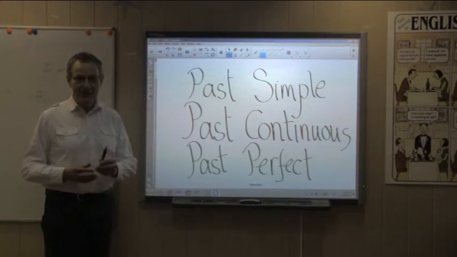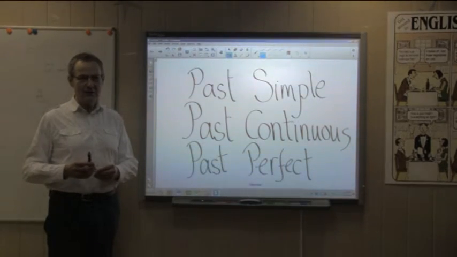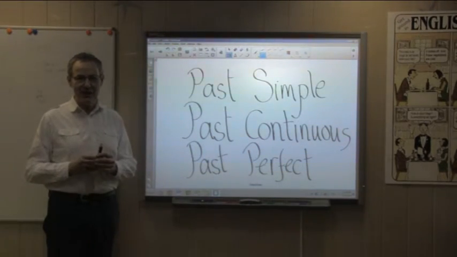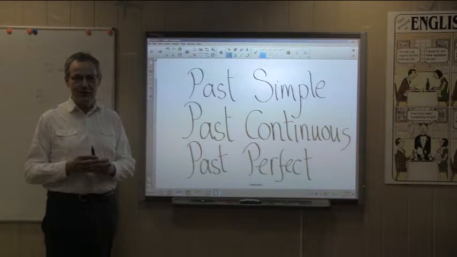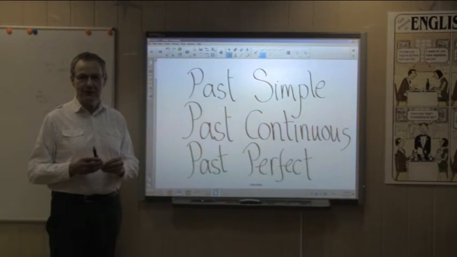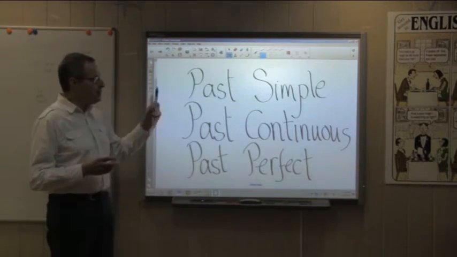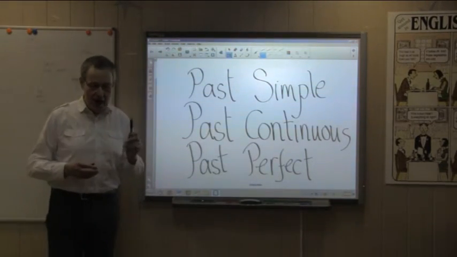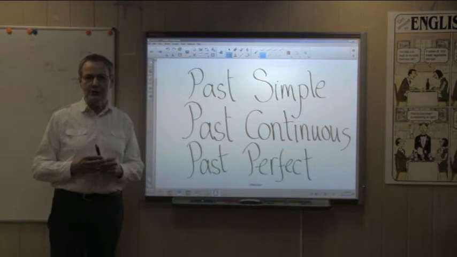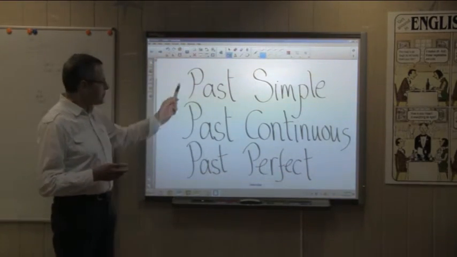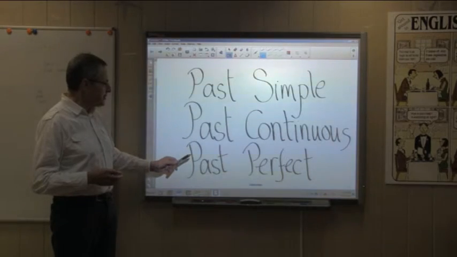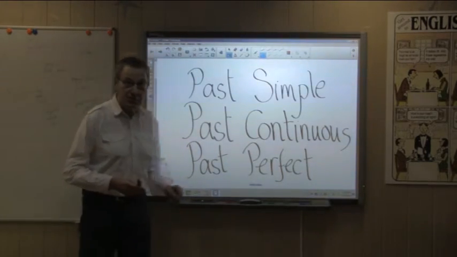I so often get told that, oh, in English you have so many past tenses and I never know which one to use. It can be so confusing. Well, this morning I'm going to tell you about 3 past tenses and how they're formed and also how and when they're used. They're the past simple, the past continuous and the past perfect.